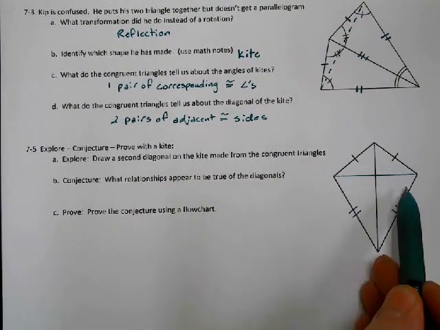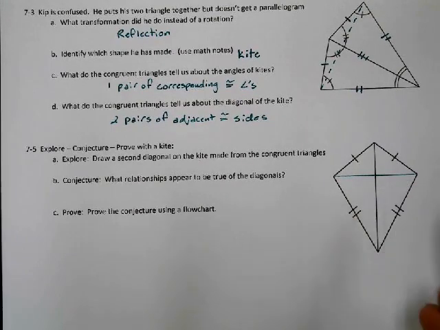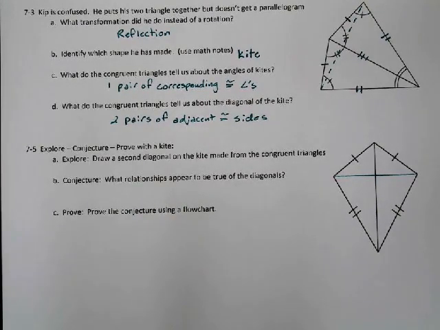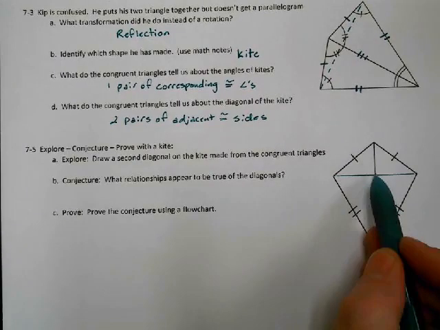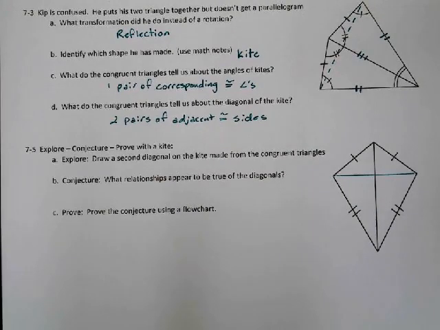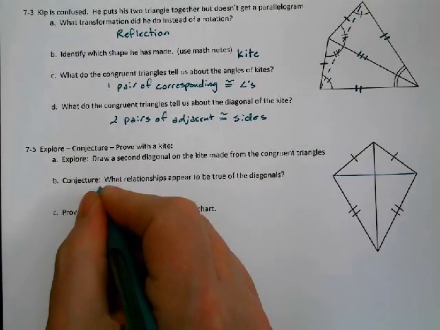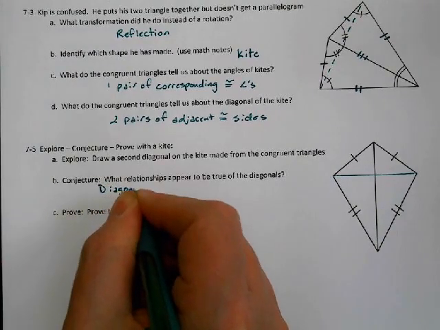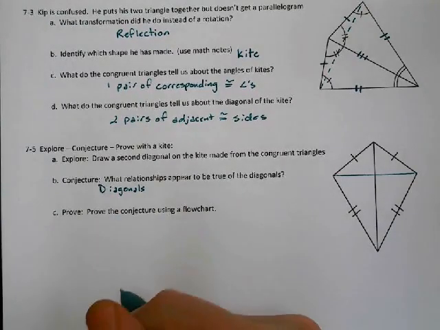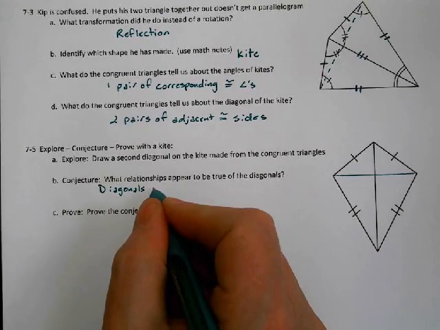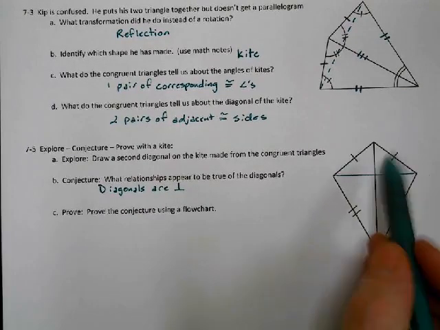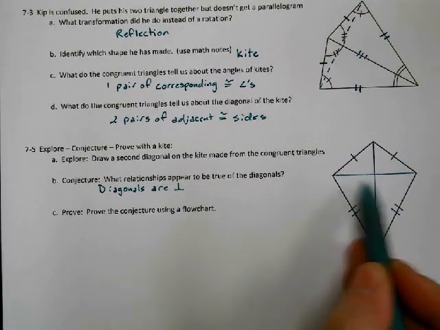Now looking at the diagonals, we might make some conjectures about the relationships that we see between those diagonals. So maybe you look at that and go, oh, you know what? That looks like a right angle. So that looks perpendicular right there. So we might say that the diagonals are perpendicular. When we make a conjecture, it's an educated guess. We have to prove them later. You might also look at it and say, this diagonal looks like it's cutting this diagonal in half. So it looks like one of these diagonals is bisected.